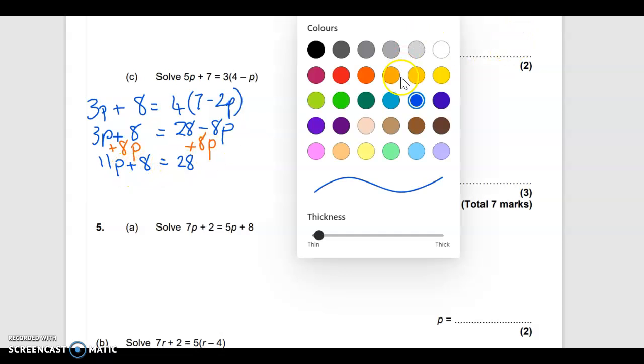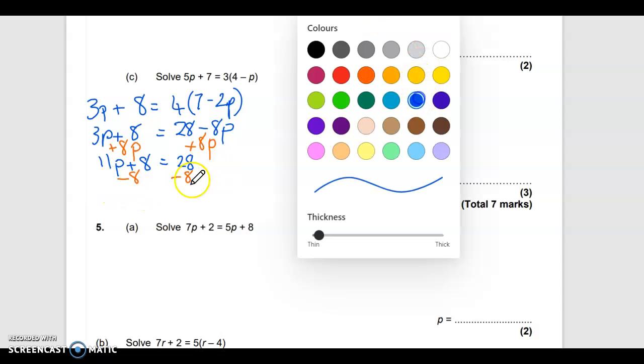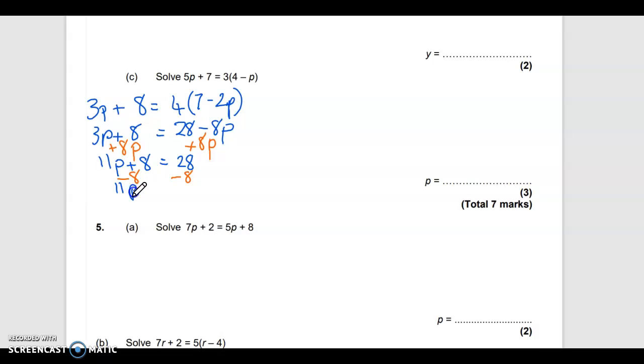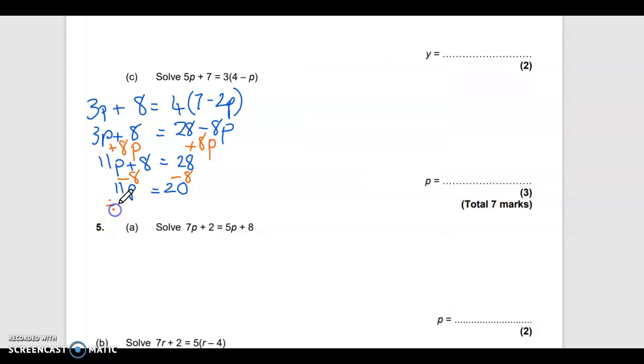So let's undo this. The furthest thing away from 11p is the plus 8, so I've got to take that away from both sides. So I end up with 11p only equals 20, and then I'm going to divide by 11.